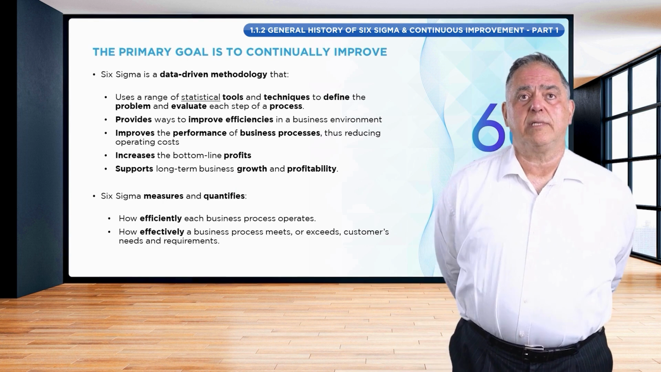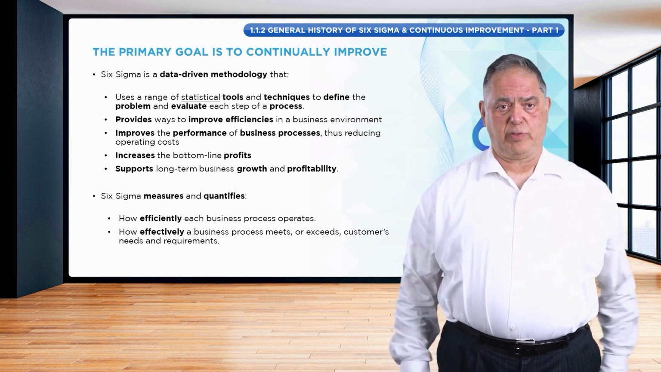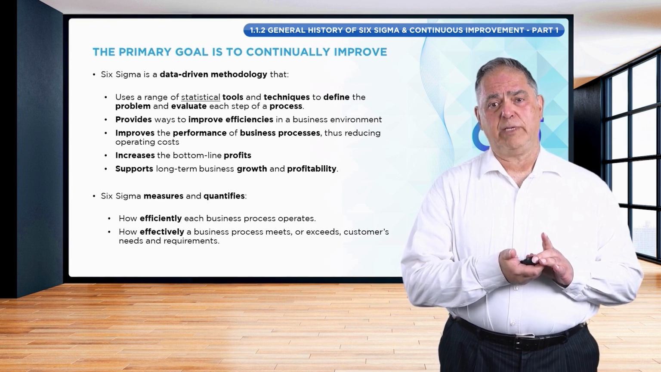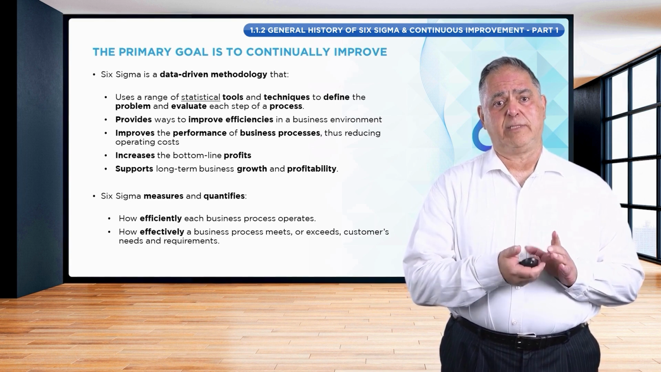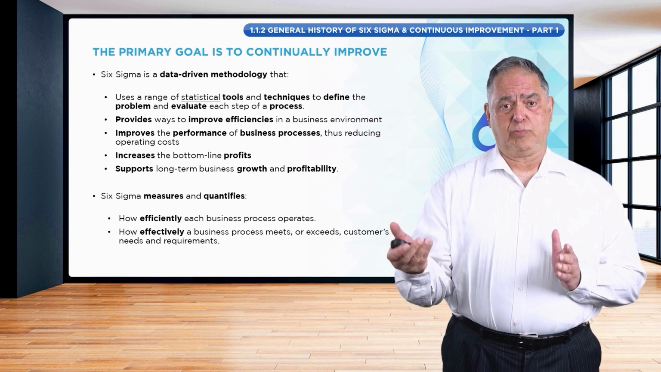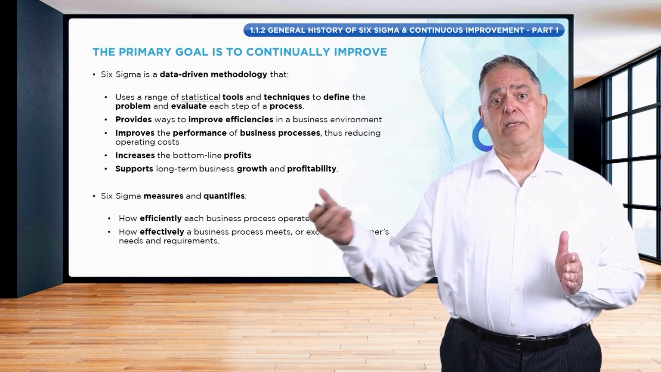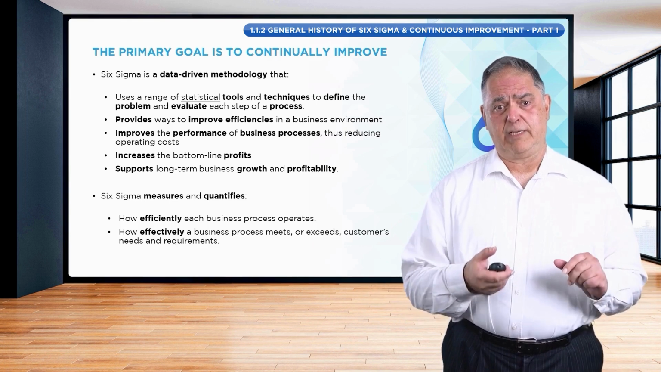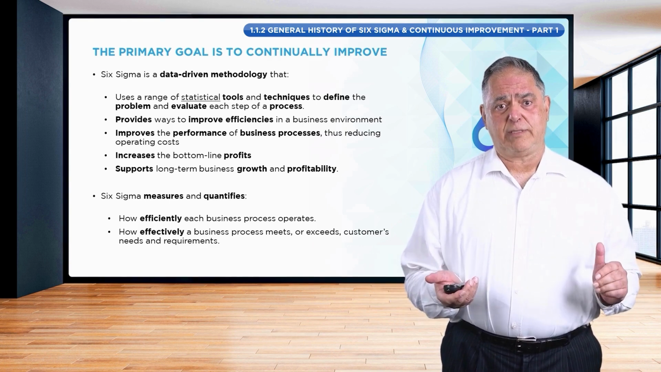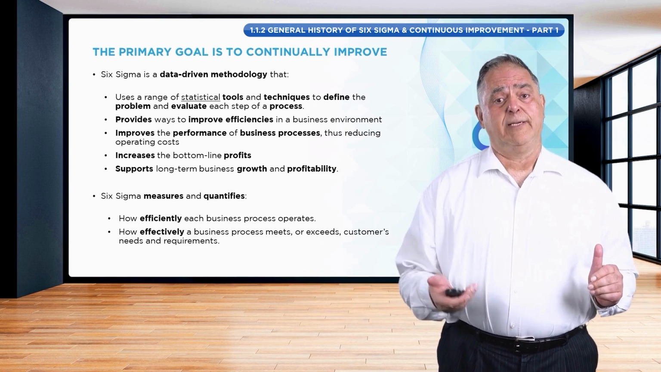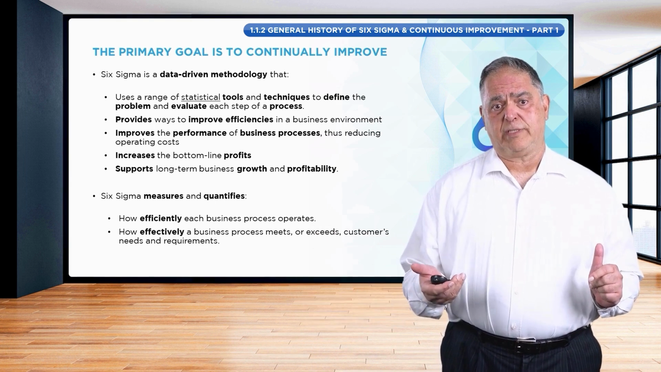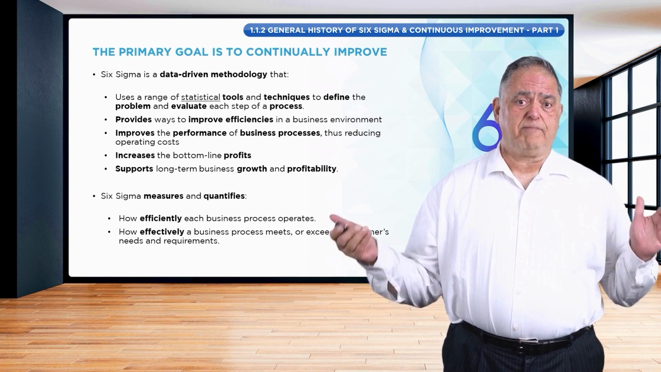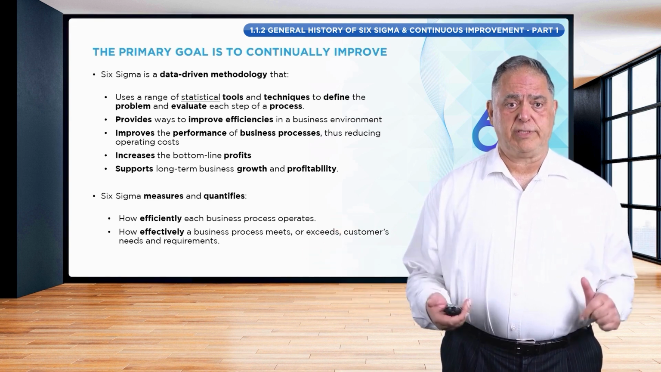So what is the primary goal of the Six Sigma methodology? It is to continually improve. Continually improving means that we improve a process up to a certain point, then we let the process run for a period of time, let's say 3 to 6 months, then we repeat the next improvement project. And this is how eventually we come to the ideal state of a process.